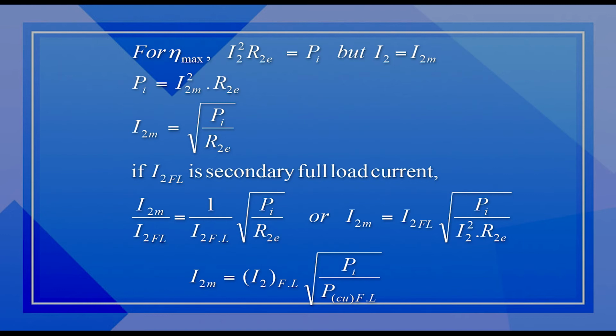So this I2M can be written as I2M is equal to I2FL under root Pi upon copper losses at full load, and this copper loss at full load is equal to what? I2 square multiplied by R2E.